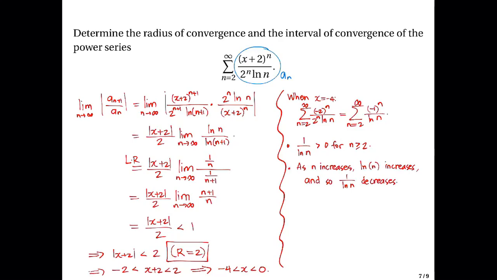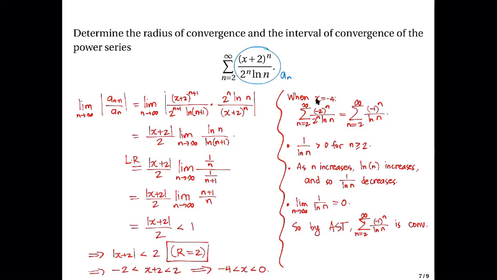And then you have the limit of 1 over ln n as n approaches plus infinity, which is equal to 0. So by the AST, the alternating series negative 1 to the n over ln n, n from 2 to plus infinity, is convergent.